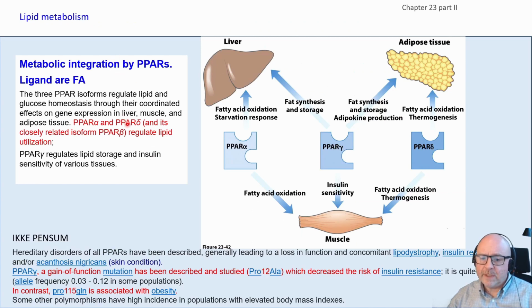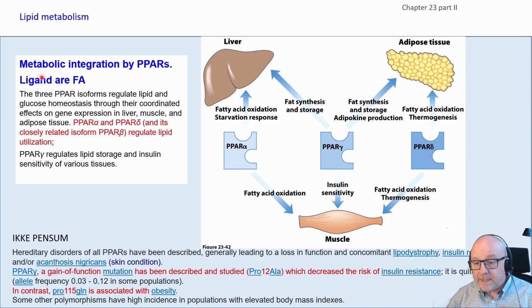So now we come to this somewhat messy slide. I'll get out of the way again just so you can see this part, even though this part is not on the test, let's say. So up here, some metabolic integration by PPARs. So there's at least 3 PPARs: alpha, gamma, delta, and these are nuclear receptors that are activated by fatty acids, free fatty acids.